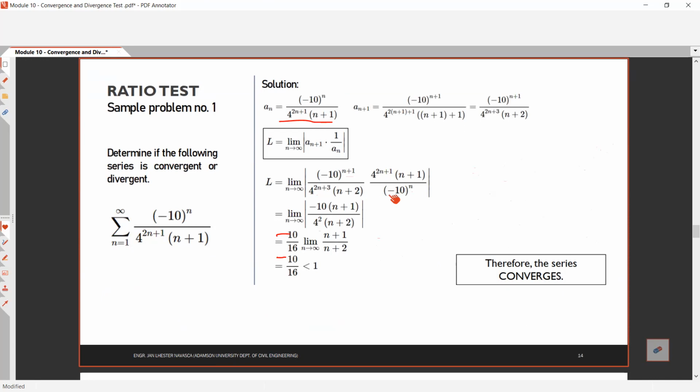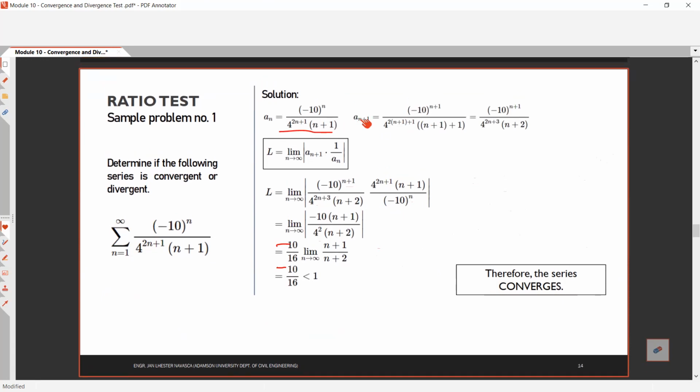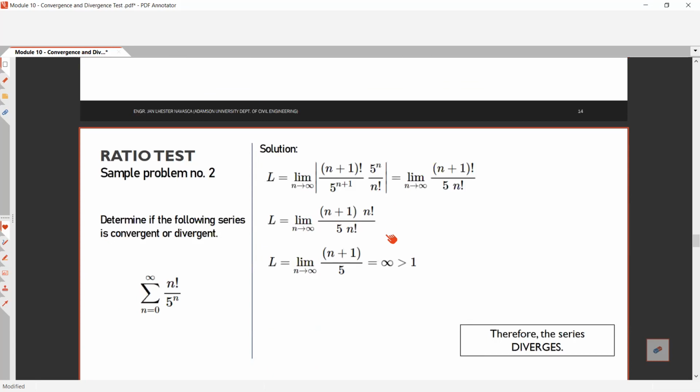Sorry. So that's all for the ratio test. You will substitute the value for n as n plus 1, then take the ratio, then simplify and substitute the limit of n approaching infinity. Okay? So next, a sample problem.